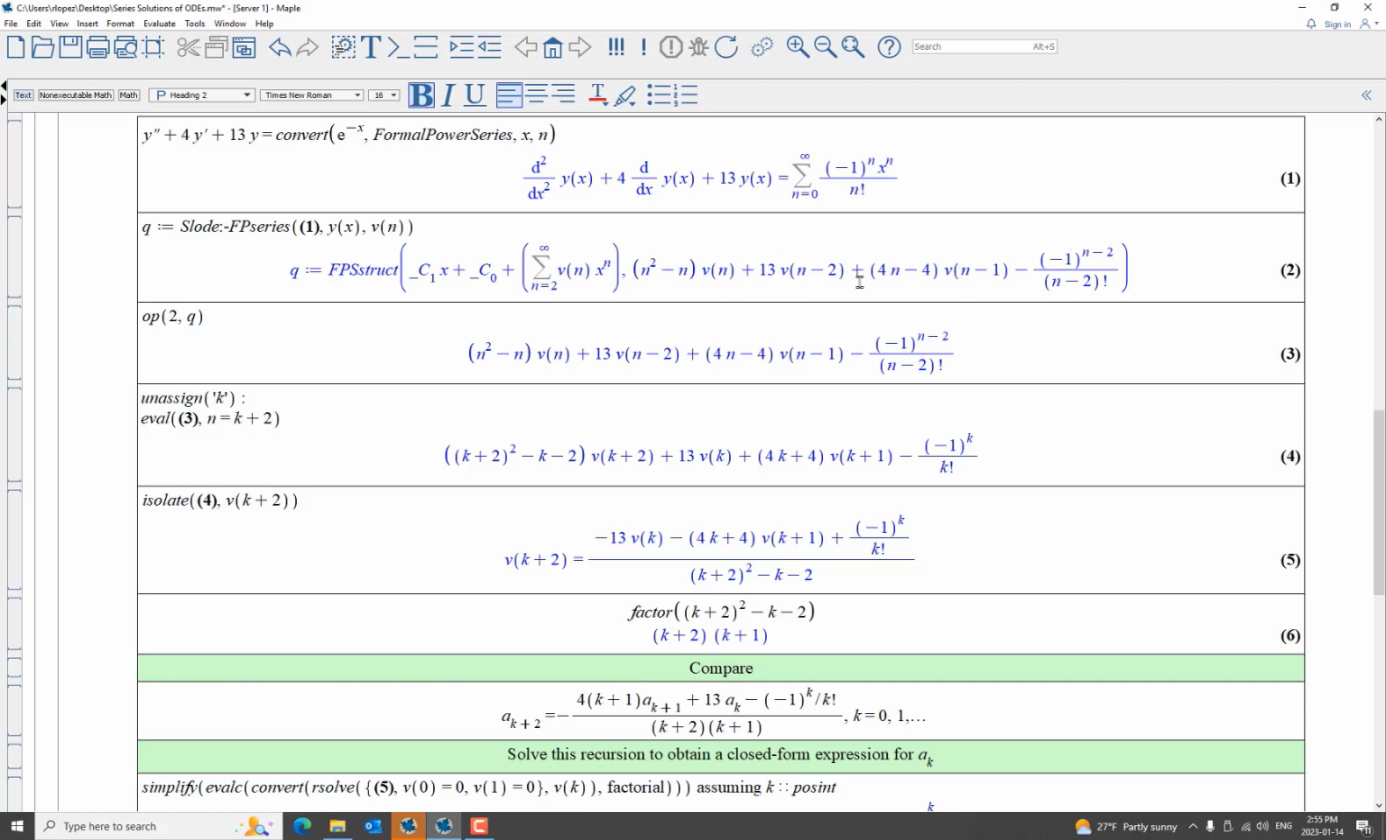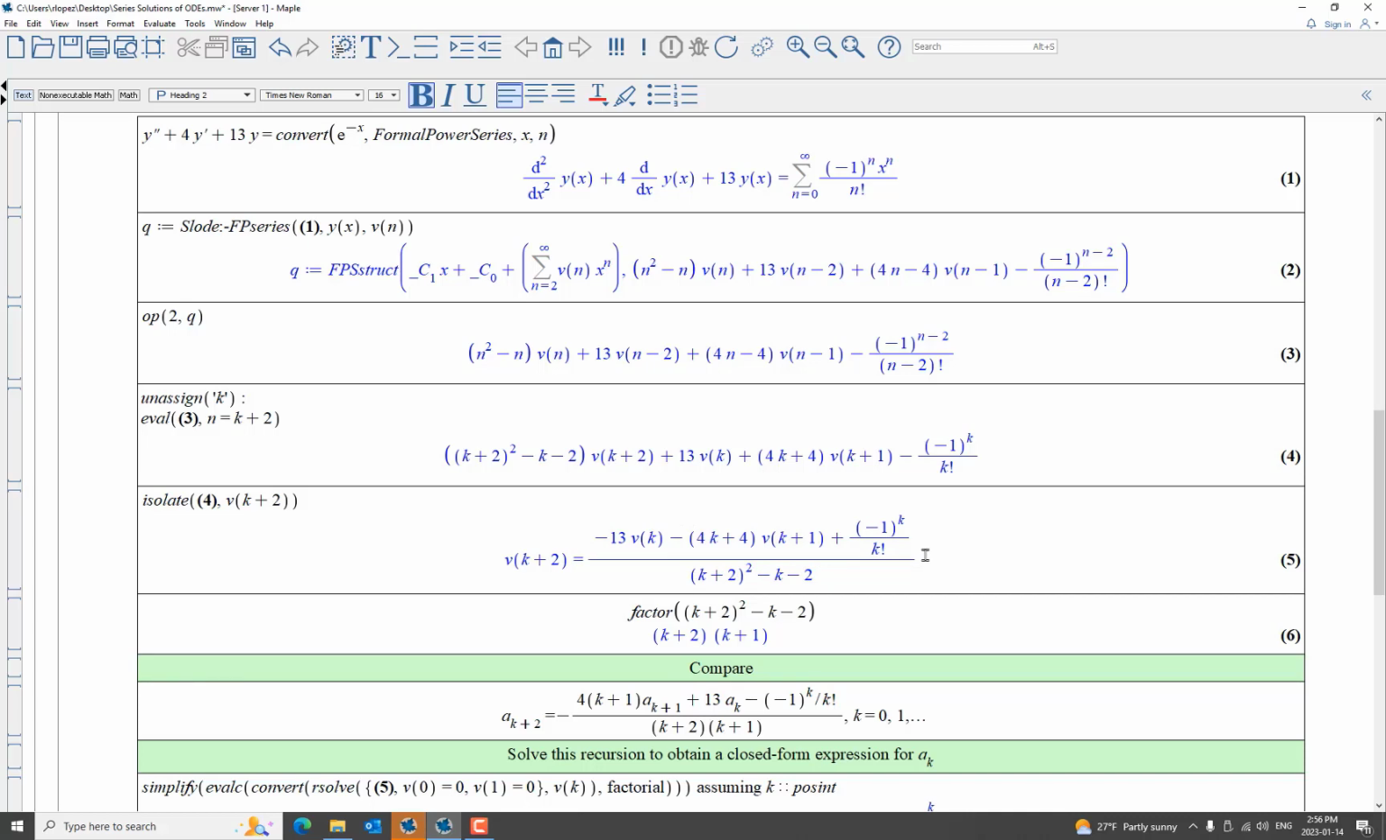I'm going to grab it. That's what this command does. I grab it, and I would like it to look like the work that we did earlier where we used k. So I'm going to set this n equal to k plus 2. So I get this expression, and I isolate the v_(k+2) term.